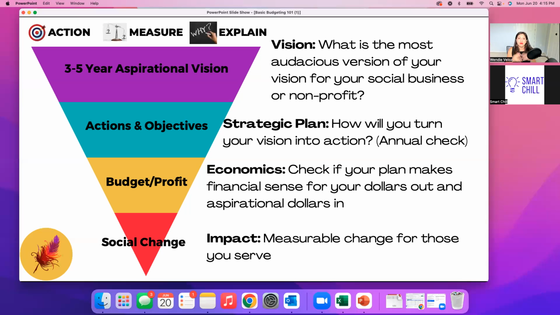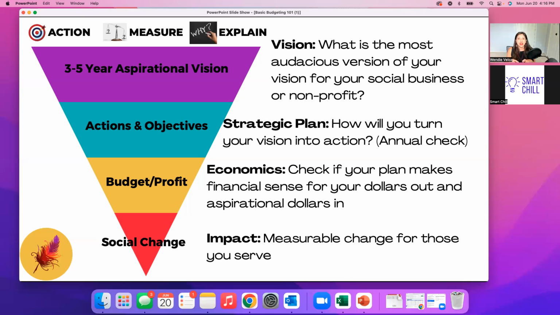We start that by thinking about our aspirational vision. Well, what if we were to project out social change, what that looks like for us in our organization as we're creating it? What is that vision? And as we're thinking 3 to 5 years about our aspirational vision, what kinds of changes would you see in your social business or your nonprofit and in the work that it's doing? As you go from there, thinking about developing a strategic plan that will get you to that vision.